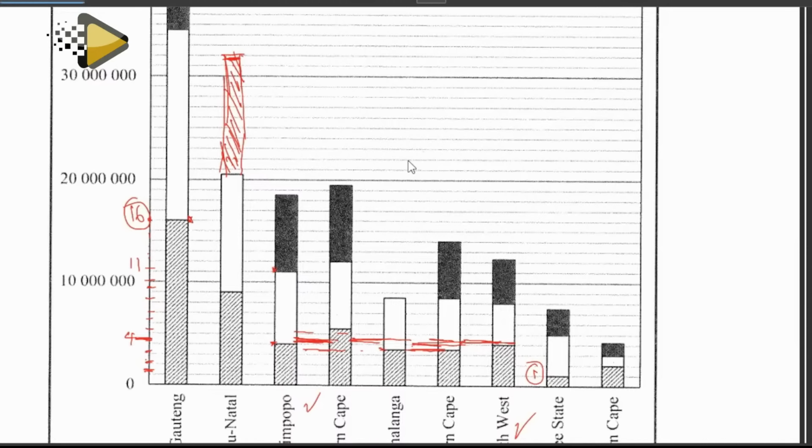Okay. Then the Mpumalanga 5.5, we are going to say, what is the gap there? 5.5. You say 1, 2, 3, 4, 5. So the gap is around there.